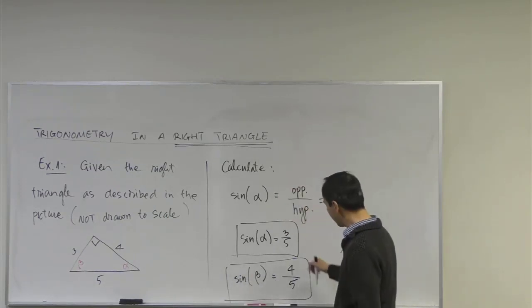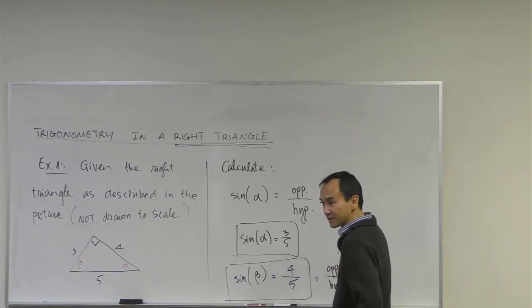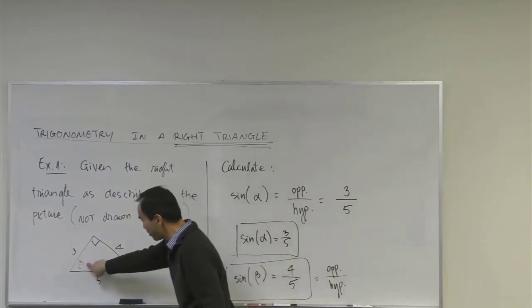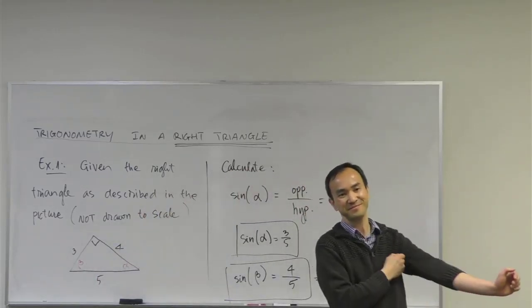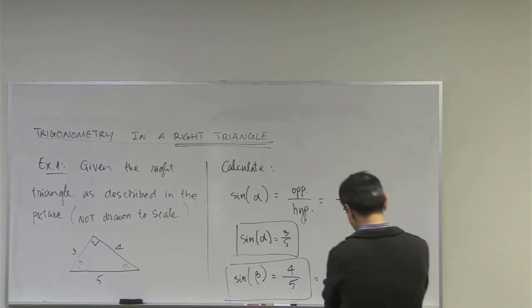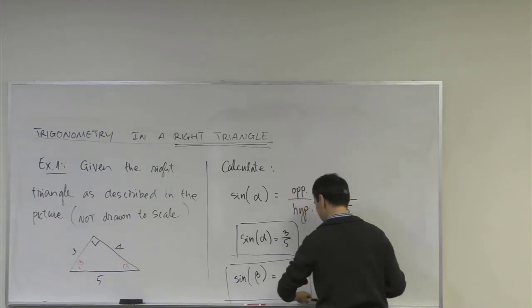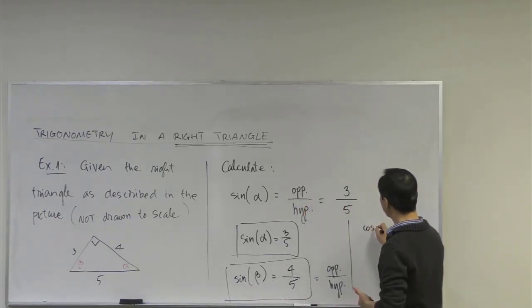Again, it's the same rule: opposite over hypotenuse. It's just that the opposite here is a different one, because we're looking at a different angle. And so, we hope to fit in one more problem. What about cosine of beta?